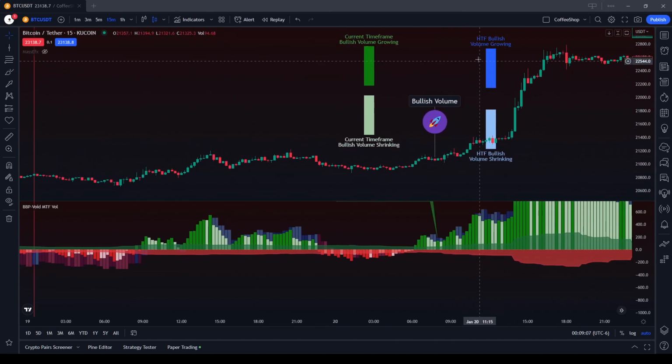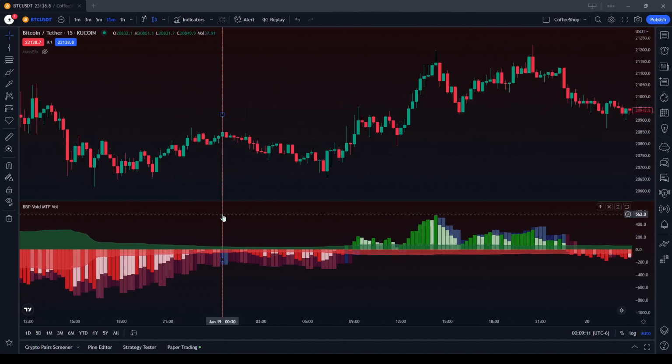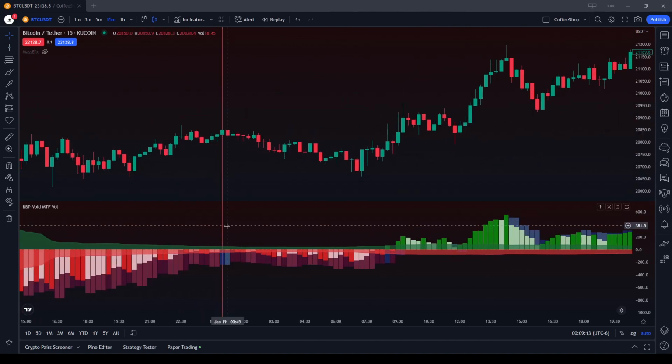High time frame bullish volume is growing. This is the beginning of a trend reversal. You have high time frame bearish volume, and it's interrupted by high time frame bullish volume. This is an interruption of trend. This is a break of structure. It does a really good job now of telling you when volume is starting to go the other way.